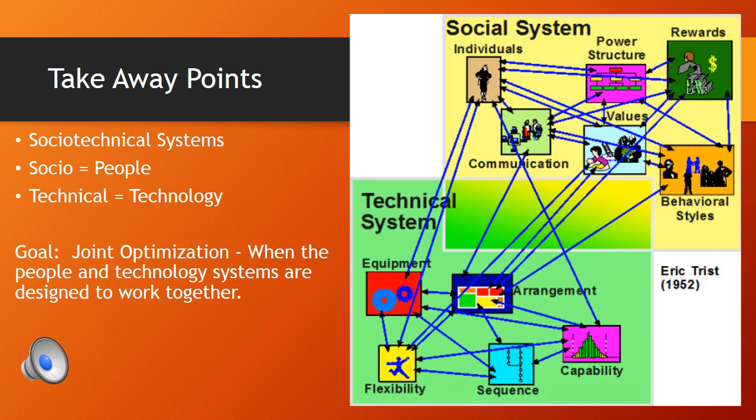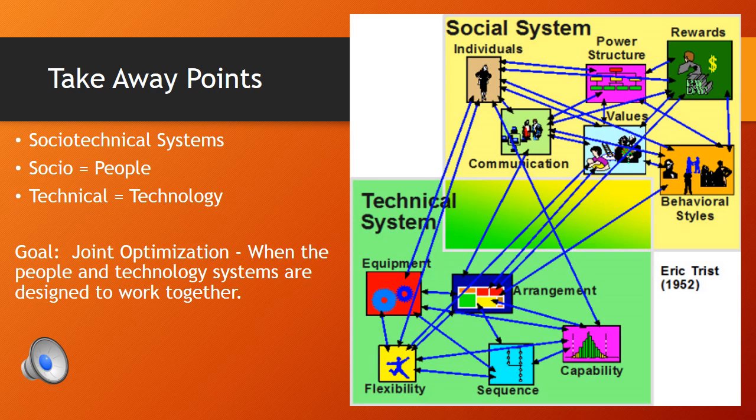One of the most important takeaway points is the actual definition of socio-technical systems. If we break the word down, we can see that socio means people and technical means technology. When we combine them, it means people and technology. So socio-technical systems are literally people and technology systems joined together.